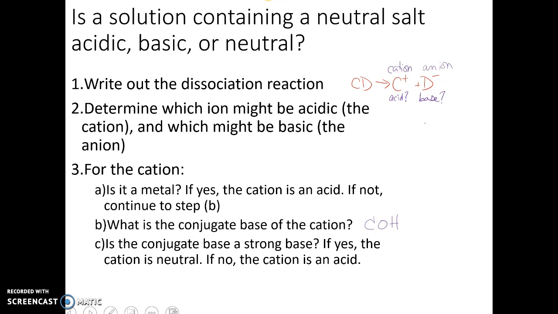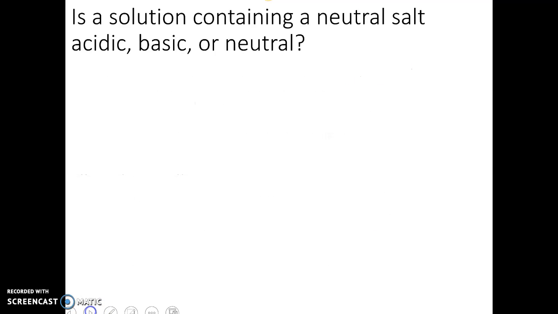Next, we ask whether this conjugate base is a strong base. From your memorized list of strong bases, you will determine whether this is a strong base or not. If it is a strong base, then the cation, C+, is not an acid and is neutral. If the conjugate base is a weak base, if it is not on that list, then the cation is an acid. Either way, we know whether the cation is an acid or whether it was neutral, and we can move on to look at the anion to determine whether it is a base.